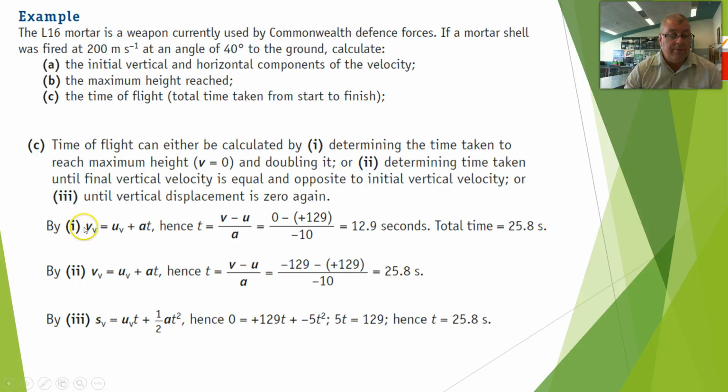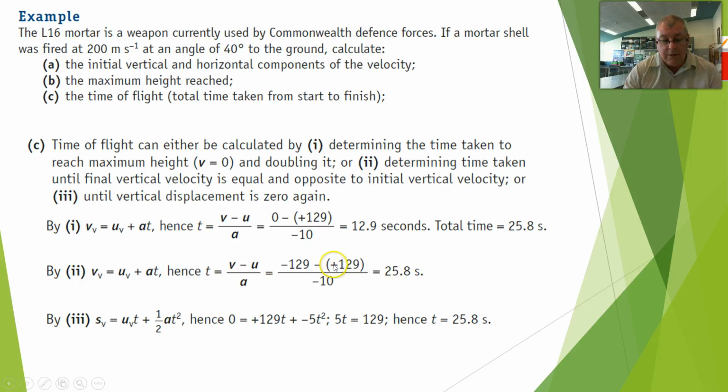Let's have a look at how they do it. The first one we're familiar with, we're halving it, and so v is 0, so we get a 0 there. We get 12.9, so we times it by 2, and we get that. The second technique was using the final vertical velocity being equal and opposite to the initial vertical velocity. And so the initial vertical velocity was plus 129. The final velocity is going to be minus 129. And we've got our rate of acceleration. So you put those numbers in, being careful with these signs.